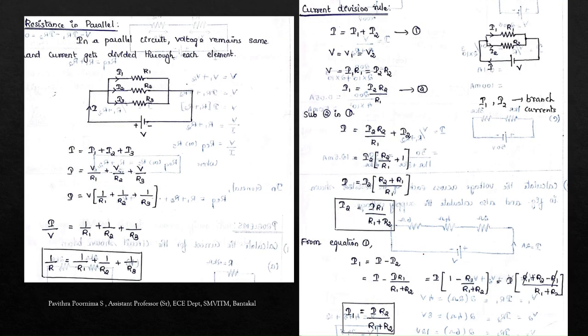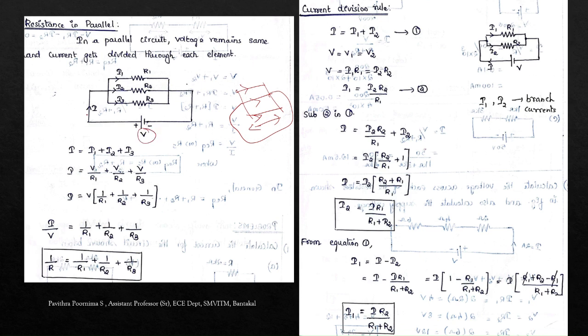Next, if a number of resistances are connected in parallel, how do we find the total resistance, total voltage, and total current? In a parallel circuit, consider three resistances R1, R2, R3. If the elements are connected in parallel, then the current is different across each element, but the voltage drop across the parallel connection is the same.